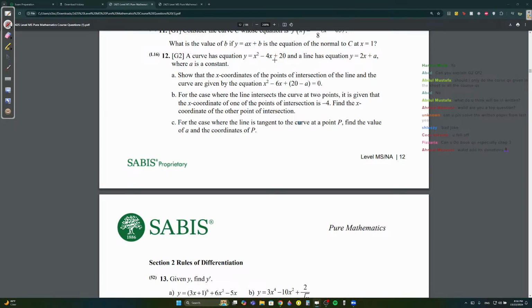A curve has an equation this, and a line has an equation this, where a is constant. Show that the x coordinates of the points of intersection is equal to this. When we say points of intersection, that means y of the curve is equal to y of the line, right? They're saying they intersect. So that means this y is equal to this y.